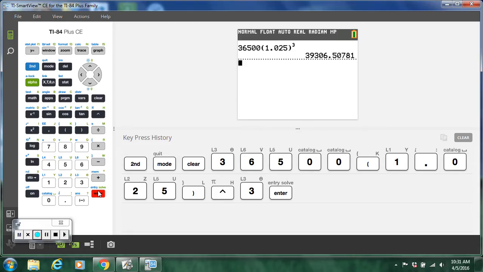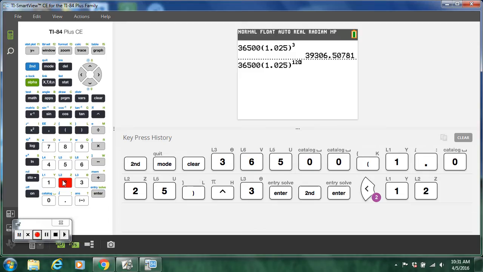And then we're going to do the same thing. Here's a trick. Instead of having to type all that in, you can hit second enter, and it puts back the same equation you just had. So all I'm going to do is go over, and instead of 3, I'm going to put 12, because we want to know in 12 years. You can type the whole equation again, but if you hit second enter, it puts back what you have.